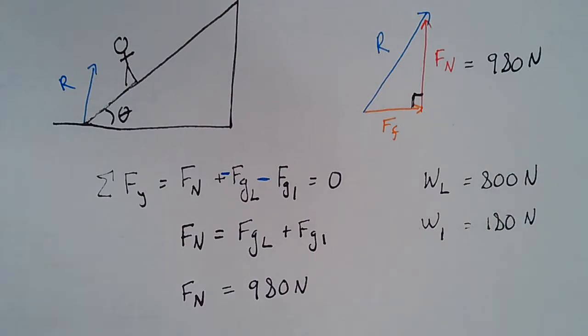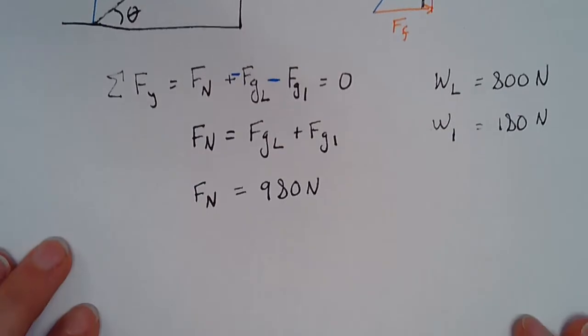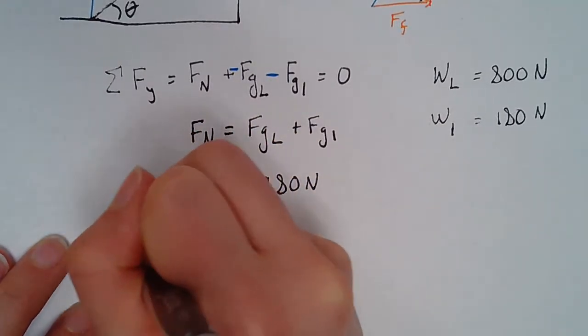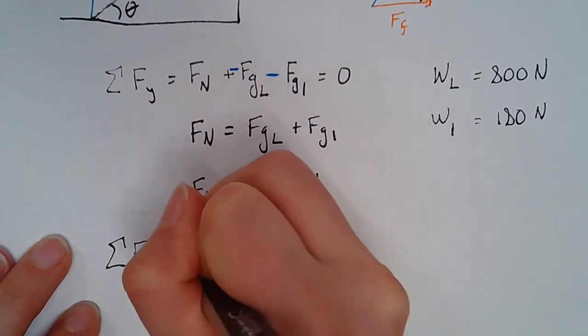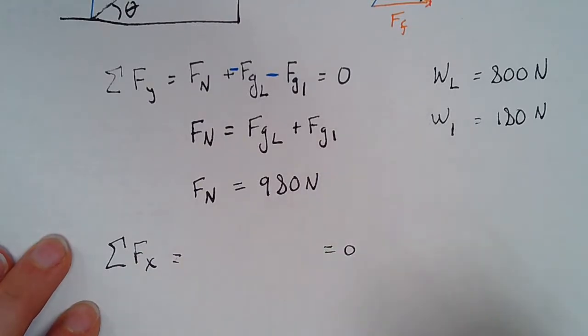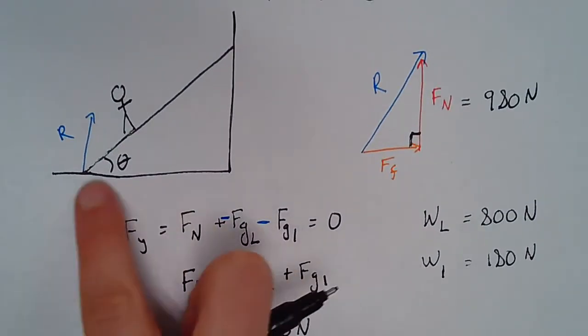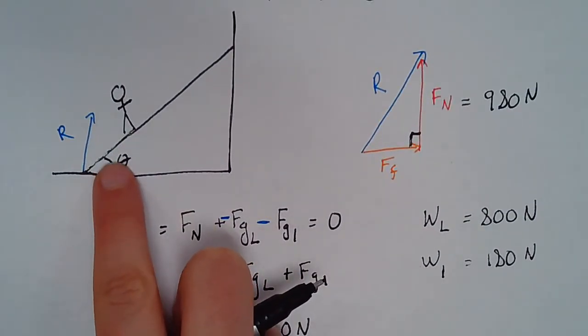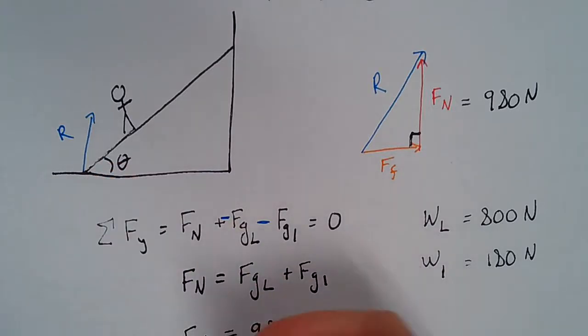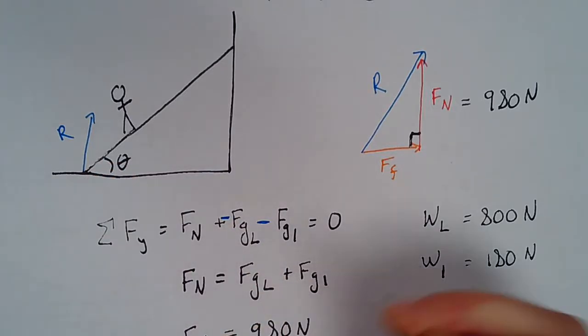That's great. Okay. For the other piece of translational equilibrium, we have to say that the sum of the forces in the x direction also equals 0. Well, what forces are in the x direction? Well, we know that there's this friction force between the ground and the ladder. So we've got this friction force.